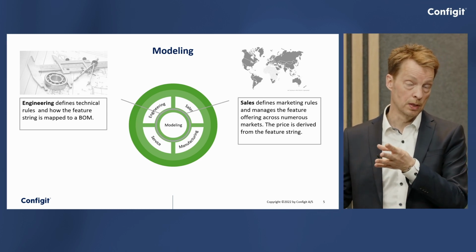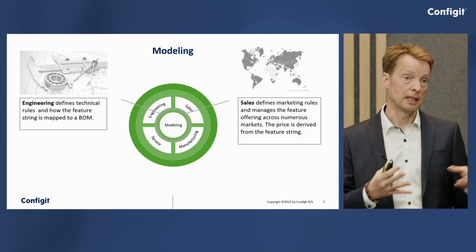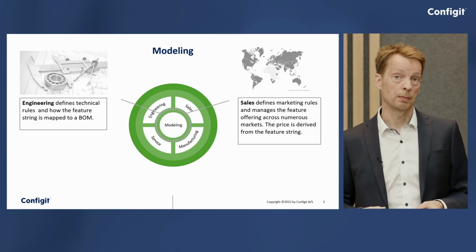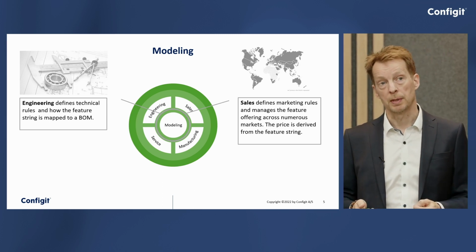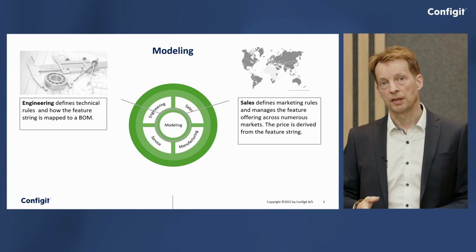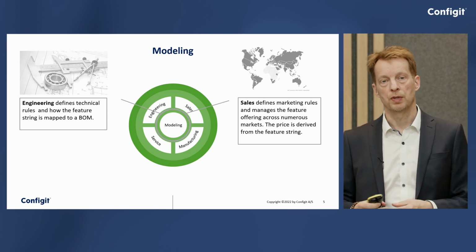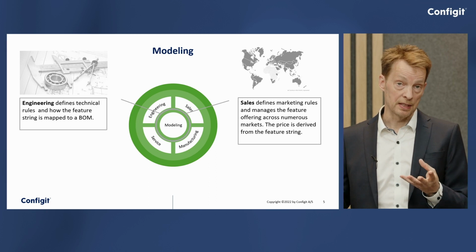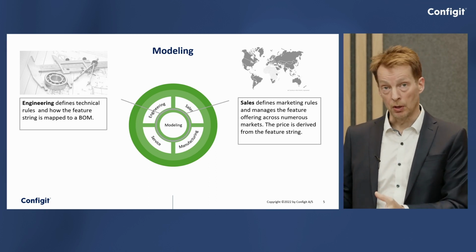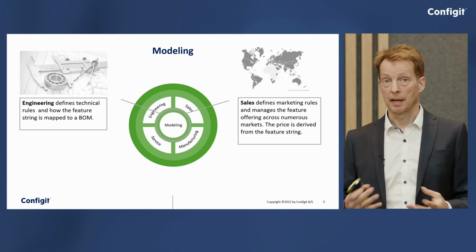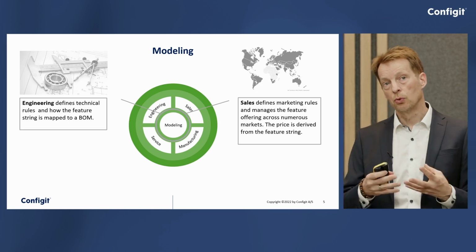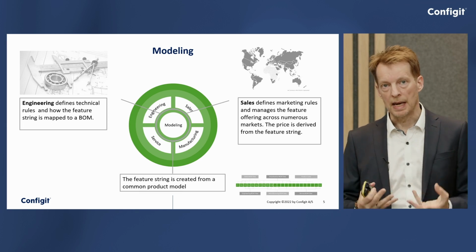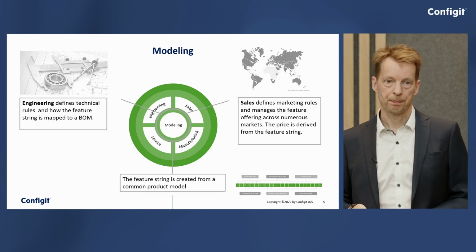You might also have some legal rules that say that in Denmark you must have this capability or are not allowed to have that capability. That would also go in the engineering space. But then in the sales area, that's much more on the commercial side. What features are we going to offer in the different markets? What are the options that we will make standard and optional and maybe not allow? We might package things up. And all these rules combined is what makes up the model that can create these feature strings.